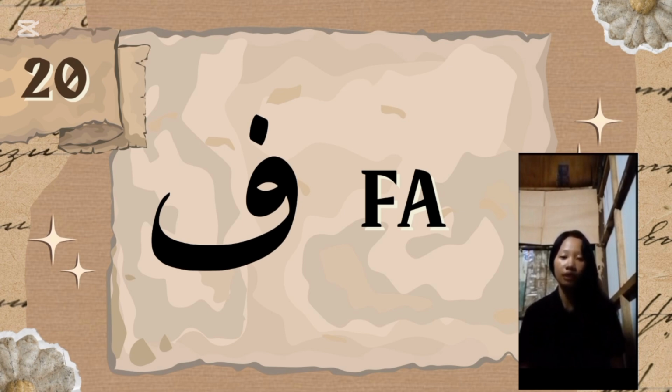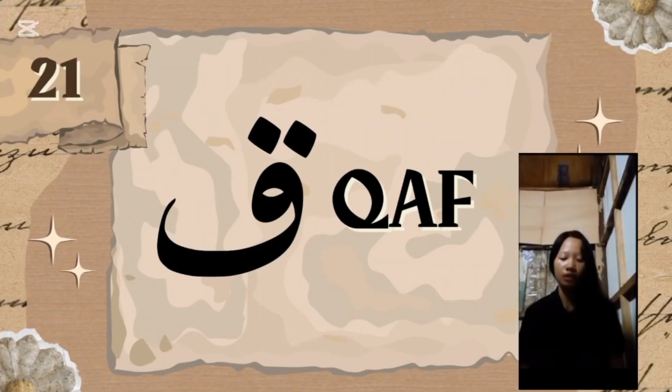And fa with dhamma is fu. And last is kaf. It is a voiceless uvular stop, meaning it is pronounced deep in the throat. So kaf with fatha is ka. Kaf with kasra is ki.